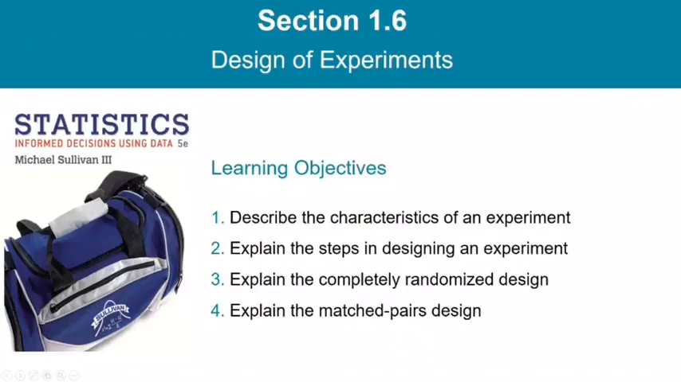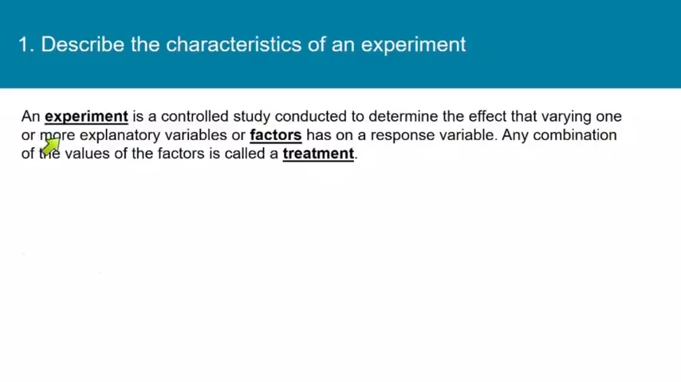Here we go. Okay, first let's get a few definitions and then we'll look at an example or two together. An experiment is a controlled study conducted to determine the effect that varying one or more explanatory variables or factors has on a response variable. Any combination of the values of the factors is called a treatment. So we can have more than one explanatory variable, and each explanatory variable is called a factor, and every different combination of the levels of the factors is called a treatment.